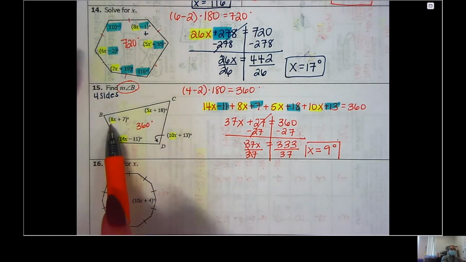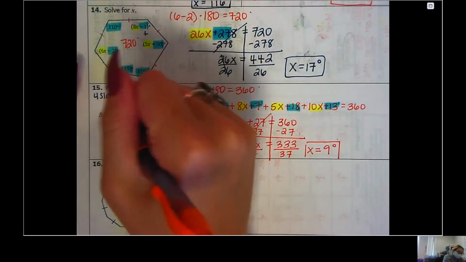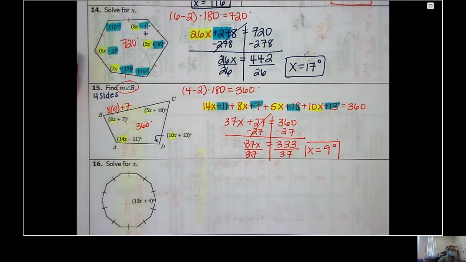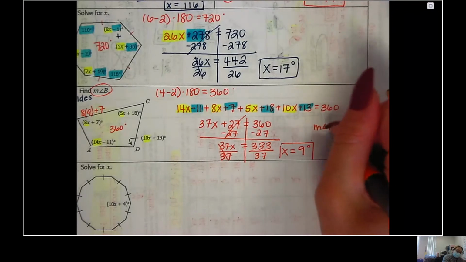So come over to angle B. You're going to substitute it in wherever you see an x. So you're going to do 8 times 9 plus 7. Right, we're substituting in. So that gives me 79. Good. So the measure of angle B is 79 degrees.